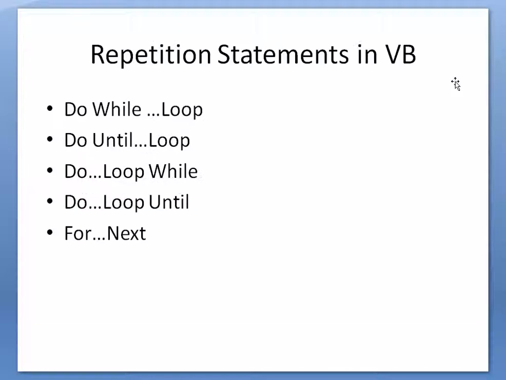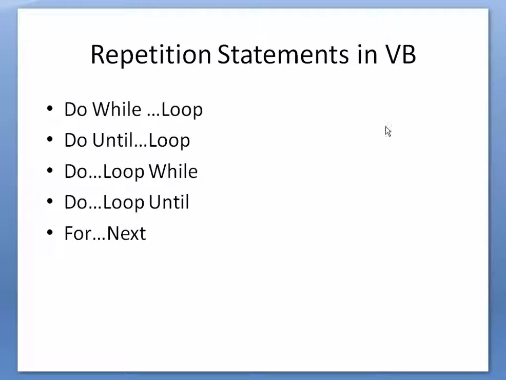So just to summarize, we have seen 5 types of repetition statements: the do while loop, the do until loop, the do loop while, the do loop until, and the last that we did is the for next. You can go back and check the PowerPoints or the tutorials to see examples about those. So now for this session, I'm asking you to develop an application.